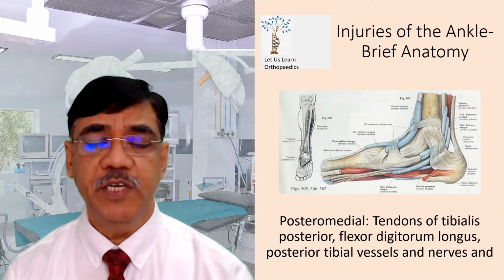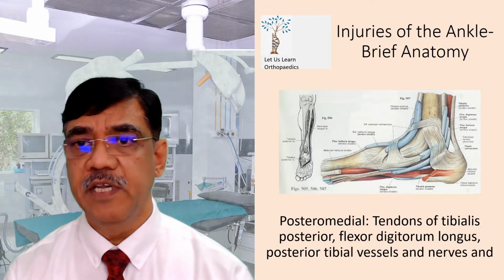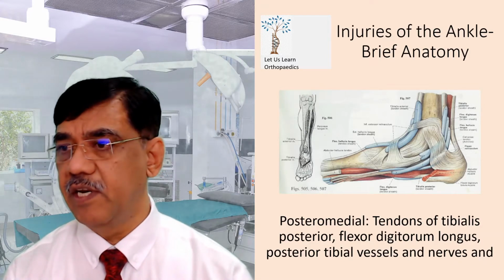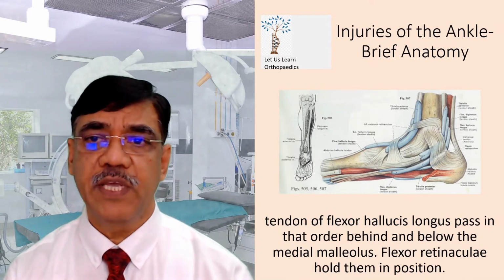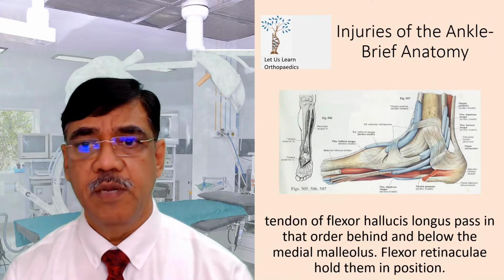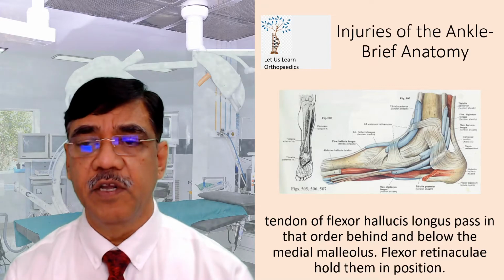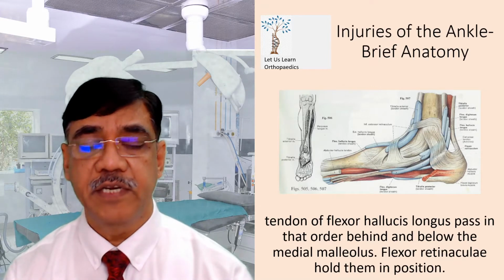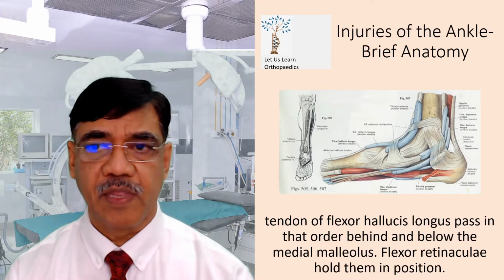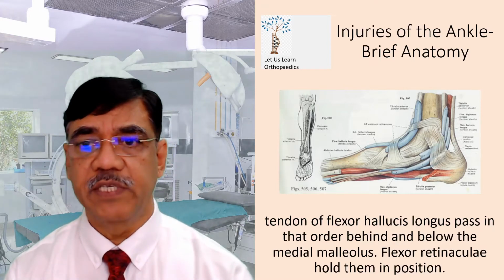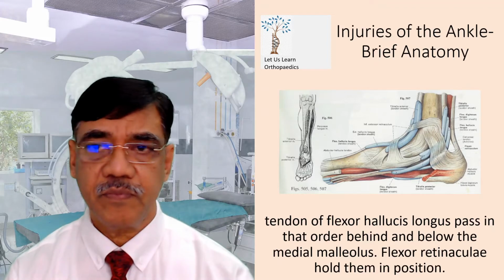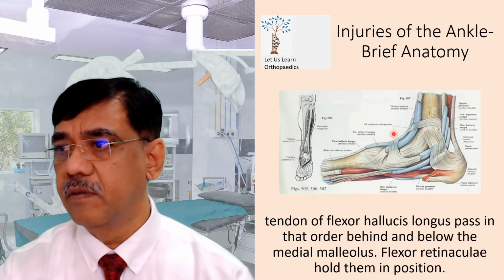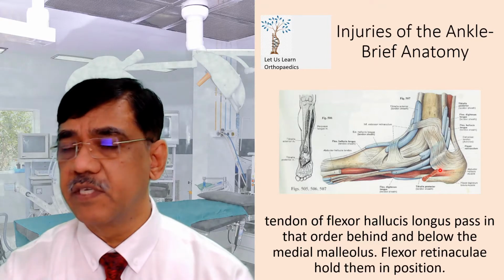Posteromedially, the tendons of tibialis posterior, flexor digitorum longus, the posterior tibial vessels and nerves, and the tendon of flexor hallucis longus pass in that order from anterior to posterior, below and behind the medial malleolus. The flexor retinaculum holds them in position. As you can see, this is the flexor retinaculum.